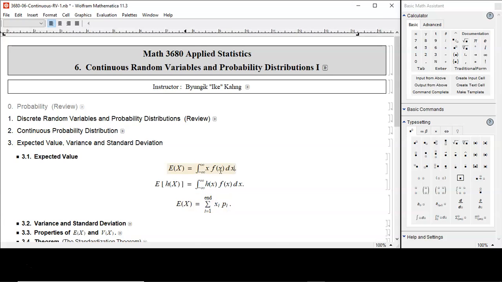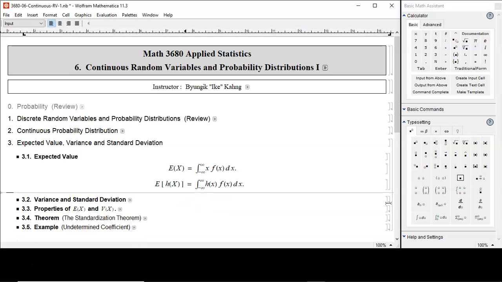But here we have to have a continuous sum. We have an integral. So instead of sum, we have integral. And then instead of probability mass, we have f of x dx, density times dx.